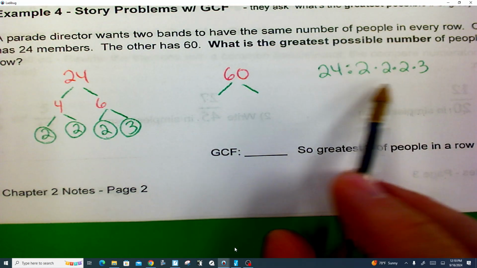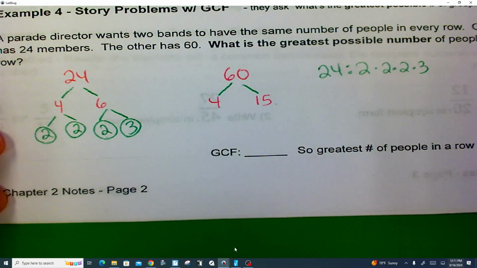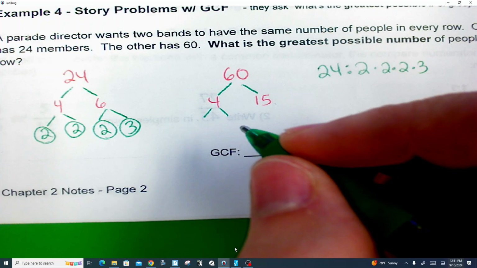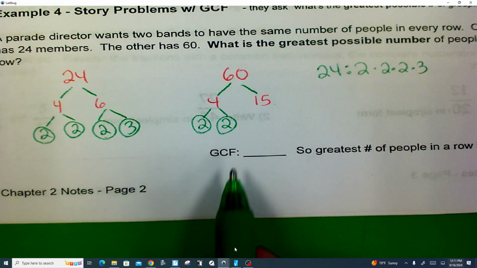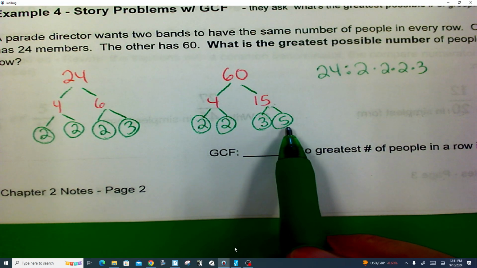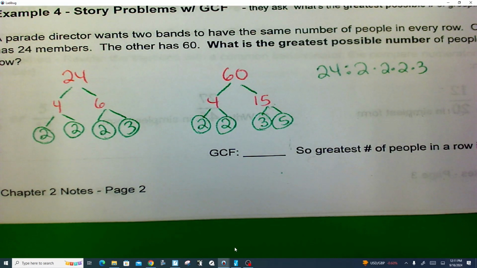So there we have it. Now, how can we break 60 down? Changing it up here, I'm using 4 times 15. You could have used 6 and 10, you could have used 5 and 12, but we still need to break them down further. The 4 winds up at 2 and 2. The 15, you'd agree, is 3 and 5. Those are primes. 3 times 5 is 15. So let's write it out nice and neat right here.